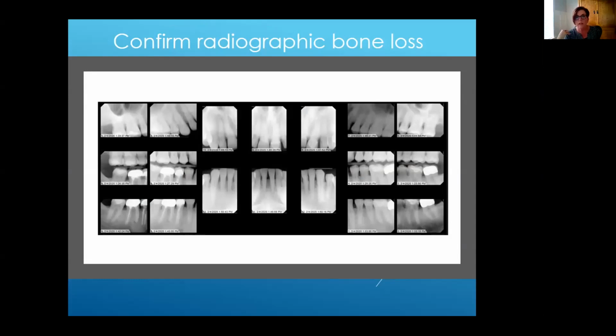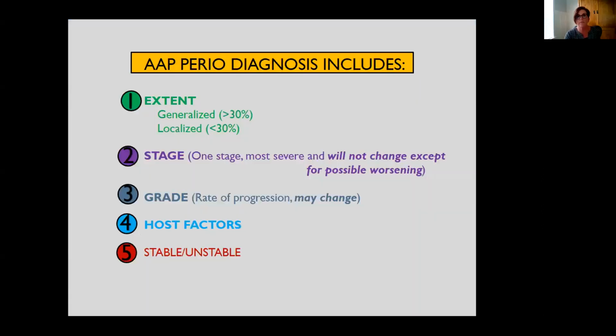And if that's the case, then that puts us in a different classification. But this case obviously does have bone loss. All right, so now to get to how we can bring it together. The AAP Perio Diagnosis includes 5 components: extent, stage, grade, host factor, and stable and non-stable. Just keep that in mind as we go through these. Those are the 5 things we're going to come to.